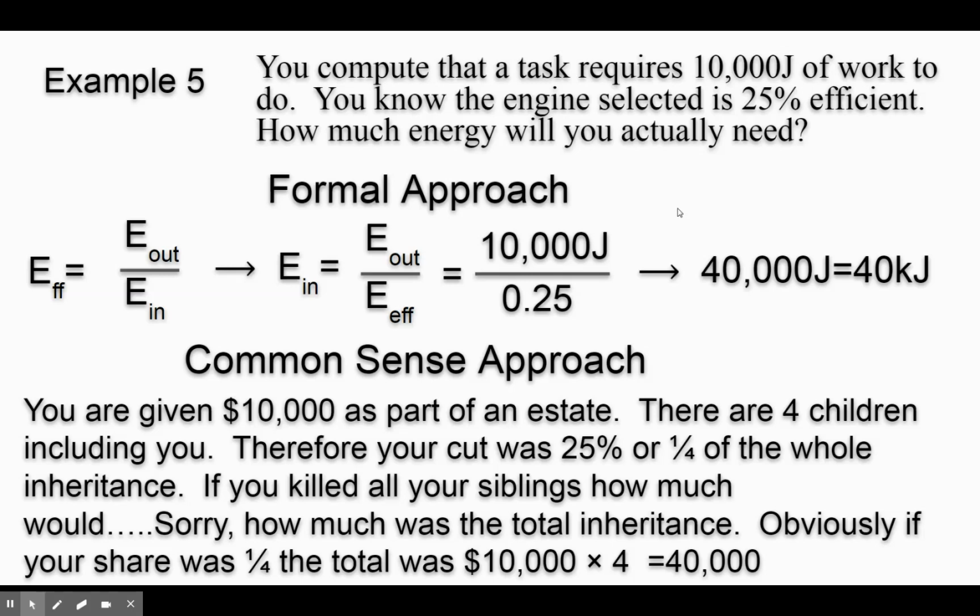As a common sense approach, look at it this way. You are given $10,000 as part of an estate. There are 4 children, including you. Therefore, your cut was 25%, or 1/4 of the whole inheritance. If you killed all of your siblings, how much would it?